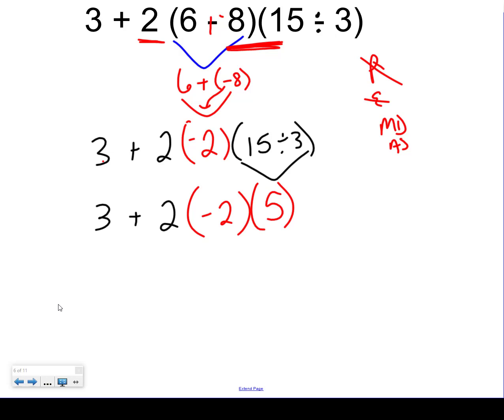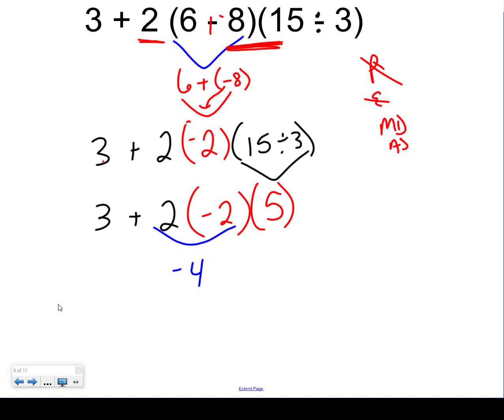As I start from the left of the problem, I move over and I find this multiplication problem first. So we're going to multiply 2 times a -2. Well, 2 times 2 is 4. Signs are different. The answer is always negative. Okay. I'm going to bring down the 3 that I haven't used.